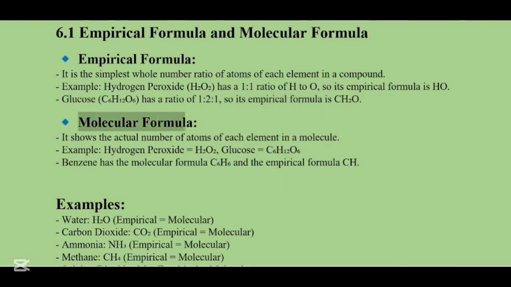Now let's go to the molecular formula. The molecular formula shows the actual number of atoms of each element in a molecule. An example is hydrogen peroxide. As you can see, it shows how many atoms hydrogen has and how many atoms oxygen has. The same goes for glucose. It shows how many atoms of hydrogen, carbon, and even oxygen it has.